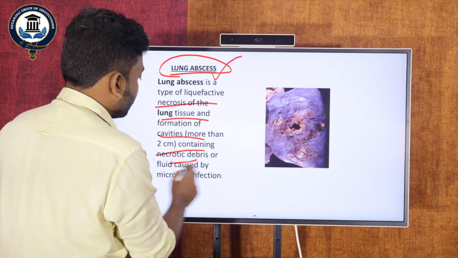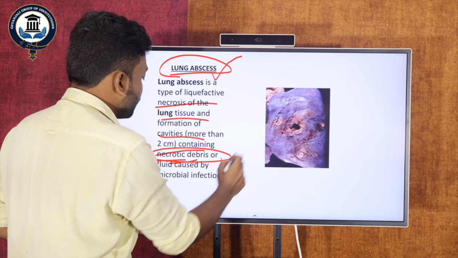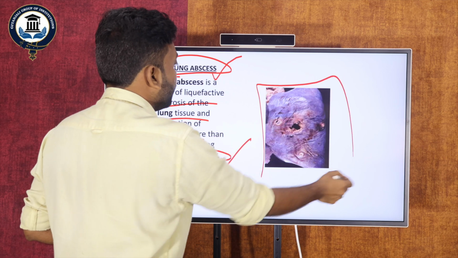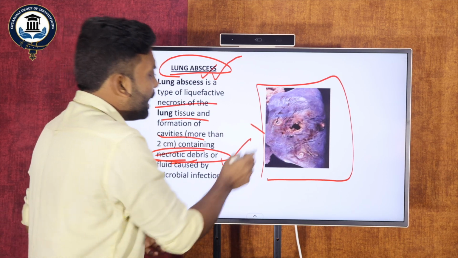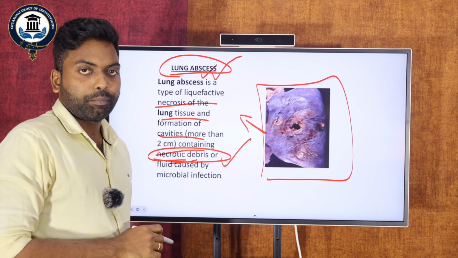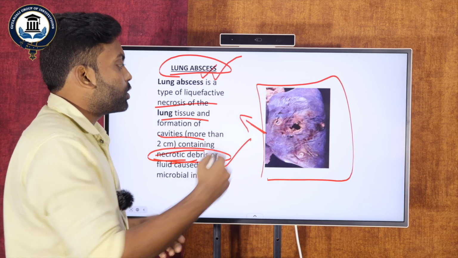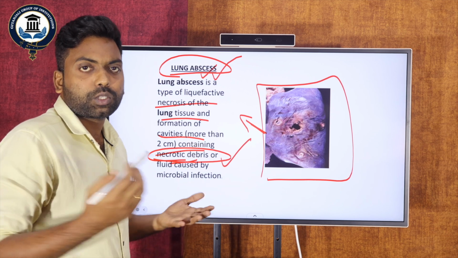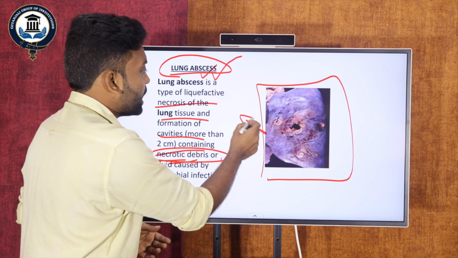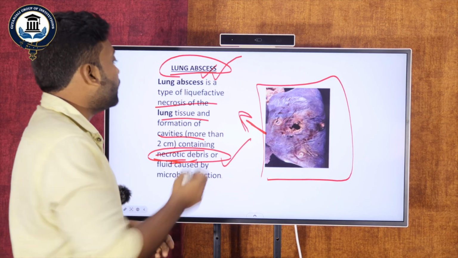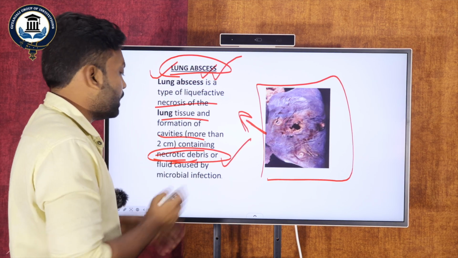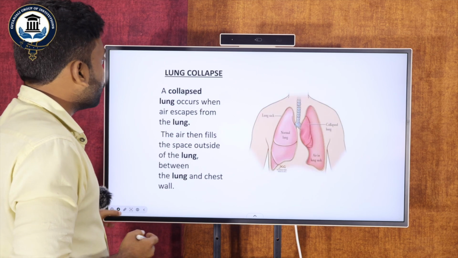When necrosis happens within the lungs, then the pus collection, the abscess, we can find. The main reason for this is smoking. When a smoker takes cigarettes for a long time, in such cases the abscess can be found within the lung tissue, and that is called lung abscess. That is one of the clinical disorders.